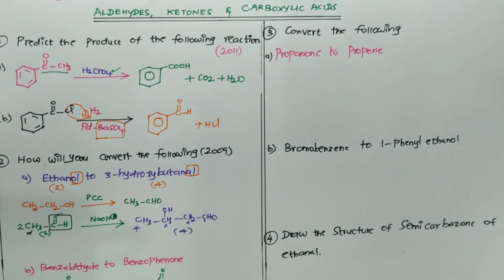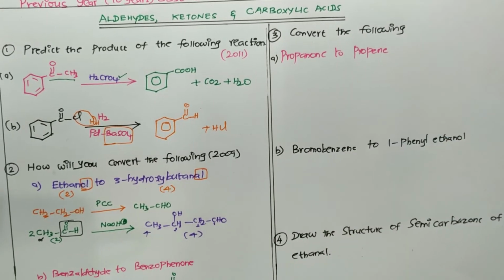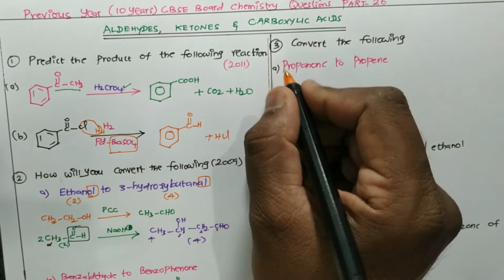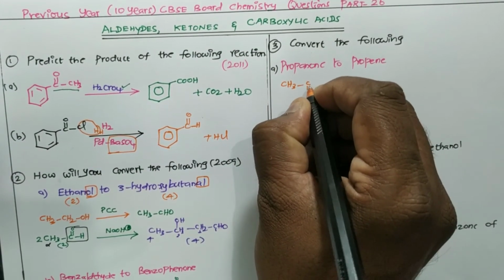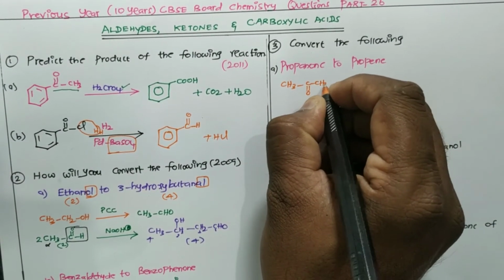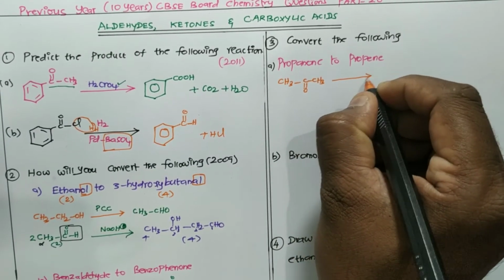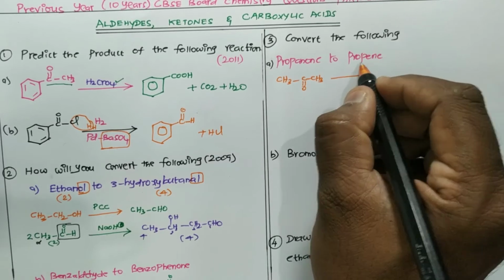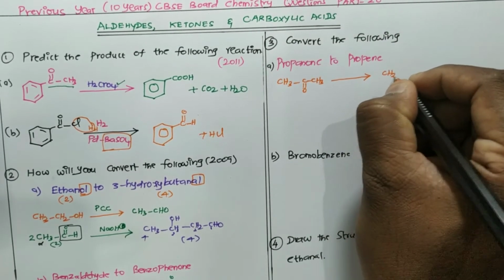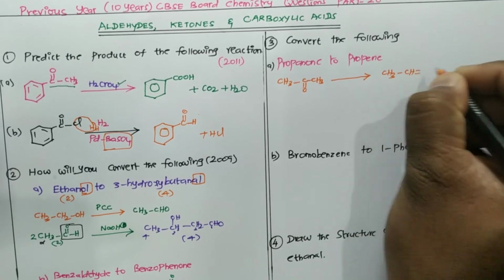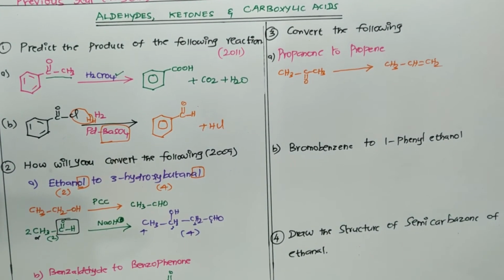And the next one is convert the following propanone to propene. This is a wonderful conversion. So propanone, we have to write the structure of propanone. How can we write this? This is the structure of propanone: CH3, C double bond O, CH3. Initially we have to reduce it because we have to convert to propene as a product. Propene in the sense CH3 single bond CH double bond CH2 is propene. So from propanone to propene I have to convert.